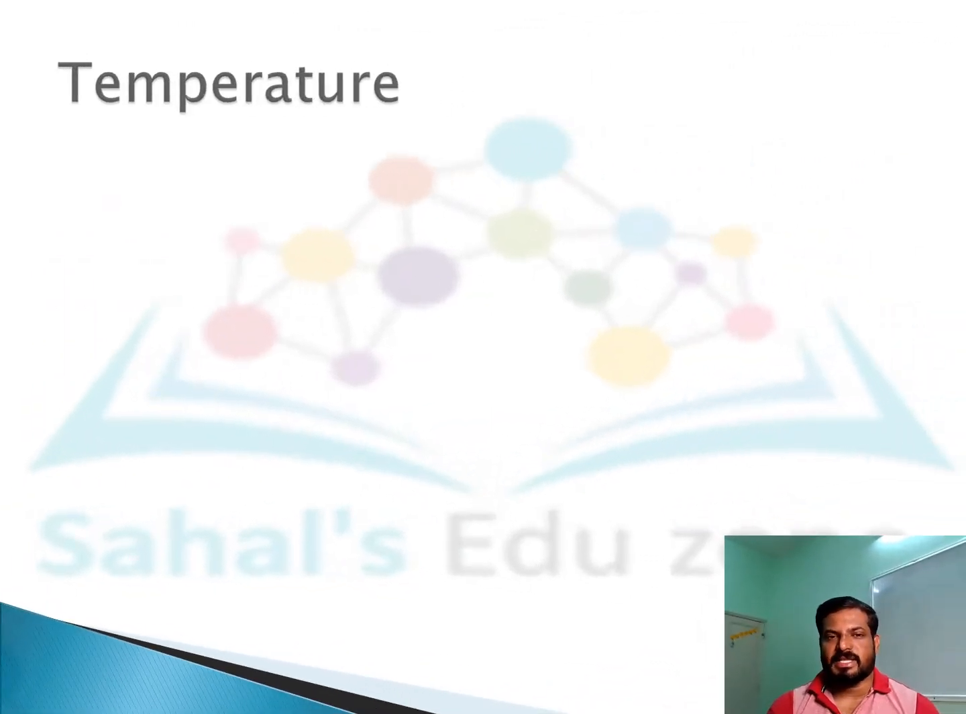Next one, temperature. As we increase the temperature, the rate of reaction also increases. If we increase the temperature, the particles gain more kinetic energy. If they are getting more kinetic energy, they move rapidly. Due to their rapid movement, there is more chance for effective collisions. Due to more effective collisions, the rate of reaction increases.